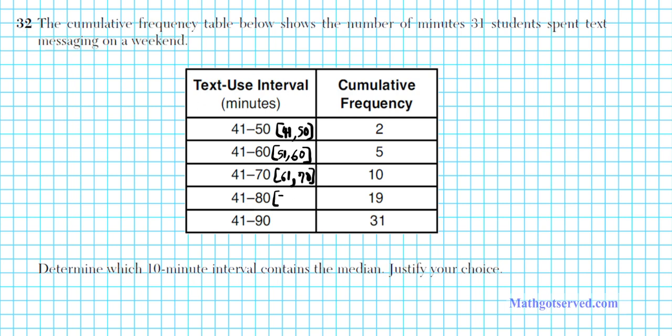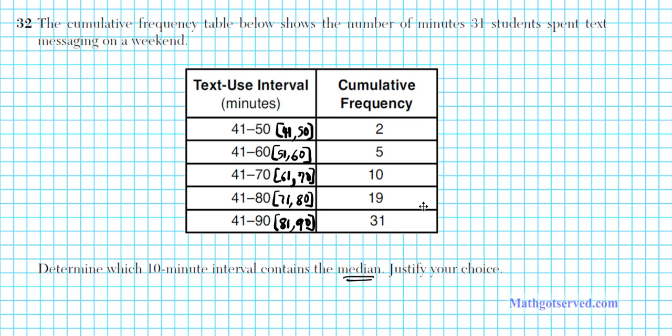This interval here is from 71 to 80. And then this last interval is from 81 all the way to 90. So this tells us exactly what the interval is for each cumulative frequency. Now to find the median, we want to find out where the middle total number of minutes is located. So we have to add up all the minutes and then find out which of these intervals has the middle amount of minutes.